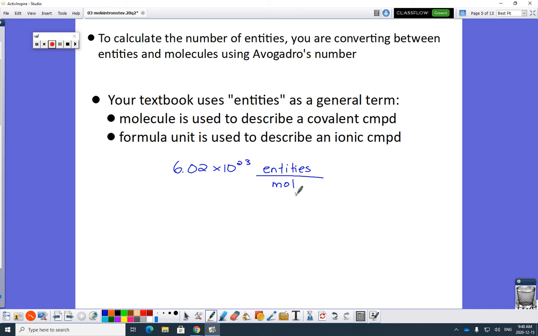And so if you have the number of moles, if you want to end up with the number of entities, like if you want the moles to cancel out, what math are you going to do? If this is in the bottom, we need to multiply. Okay, because then they would cancel. So again, if you are a dimensional analysis kind of person, then that works here. This will give you how many entities.